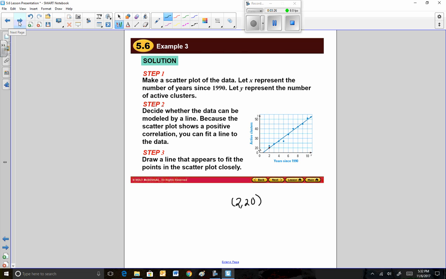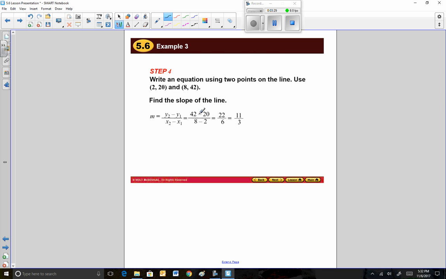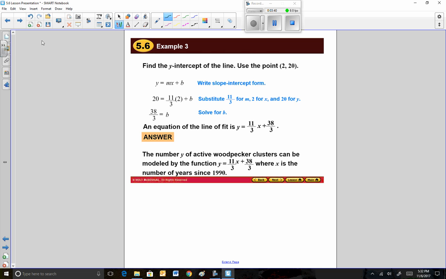We get the slope by subtracting the y's over the x's, like we always have: 11/3. Now, to write the equation, we can use either one of these points, and we use this as our slope. So we type them in: 20 = 11/3 times 2 plus b. We get 38/3 for our b value. So we can write this equation, y = 11/3 x, using the slope, and then 38/3 for the y-intercept. So the number y of active woodpecker clusters can be modeled by the function y = 11/3 x + 38/3, where x is the number of years since 1990.